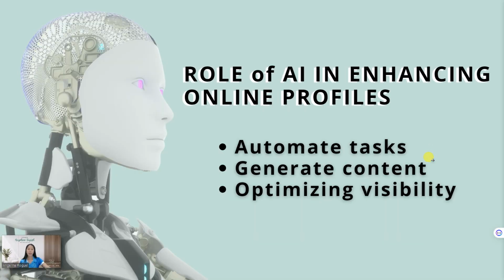So what is the role of AI in enhancing an online profile? Number one, it automates tasks. You can ask AI to generate a banner, a headline, a summary of your profile, job descriptions, achievements, and so on. It could also help us generate content. There are some AI tools wherein we can generate content like social media posts. I'm not a social media person, but I could generate content, because it also boosts your profile if you create consistent content, like professional posts on your LinkedIn.